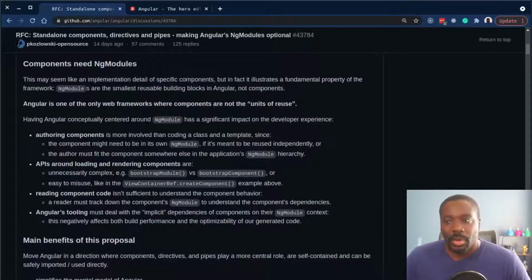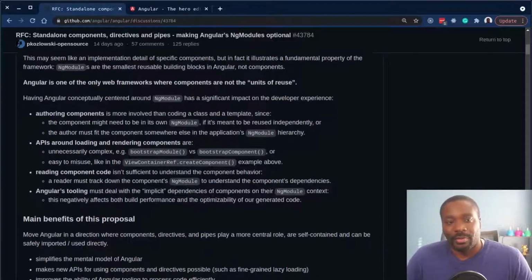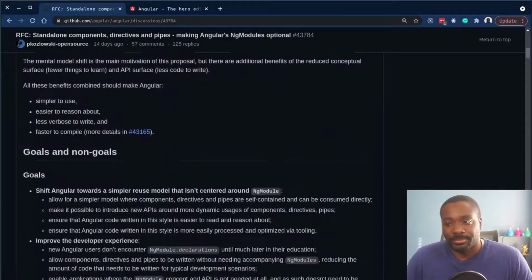As I mentioned before, components need NgModules today to have context about other things that are available, maybe other providers, pipes and directives that are available to those components. And this kind of flips that responsibility to where you can define what a component needs in the component itself and not need the NgModule.